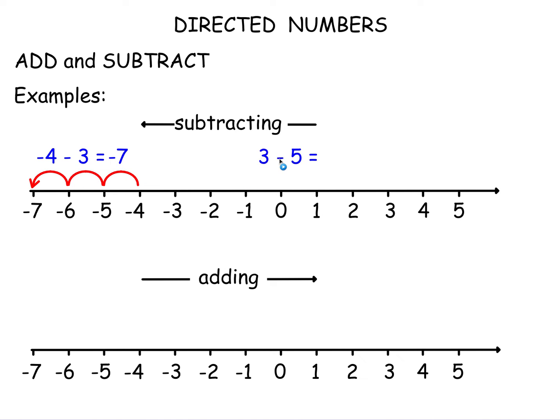Here's 3, subtract 5, that's like the temperature was 3, subtract 5, so you're at 3 and you go down by 5, subtracting. There's 3, you go down 5 places. You can see you end up at negative 2.